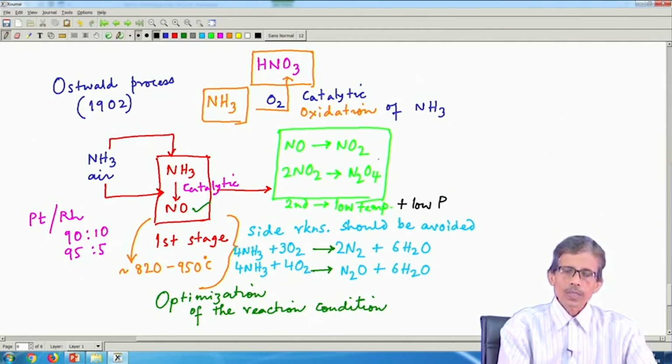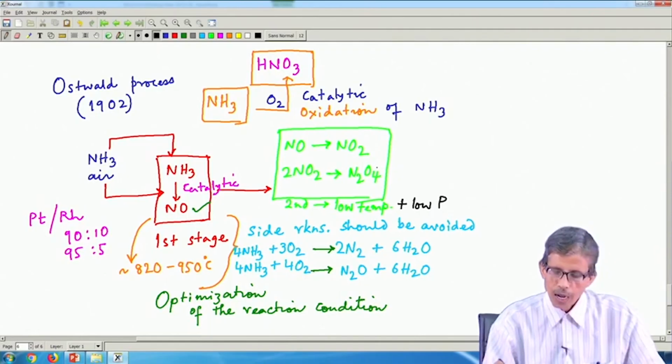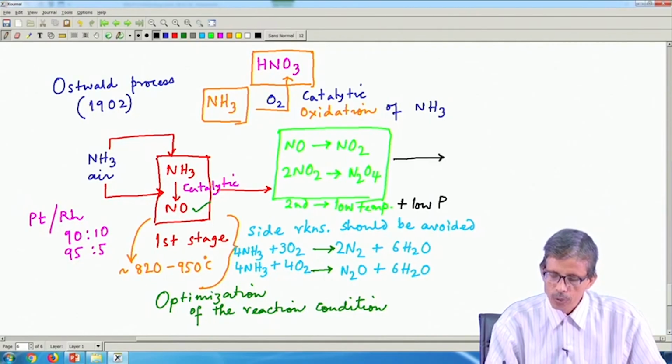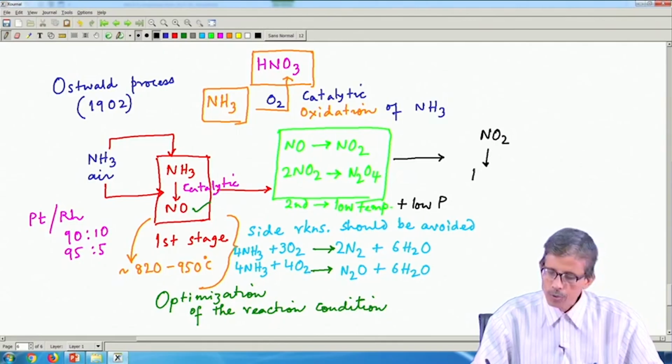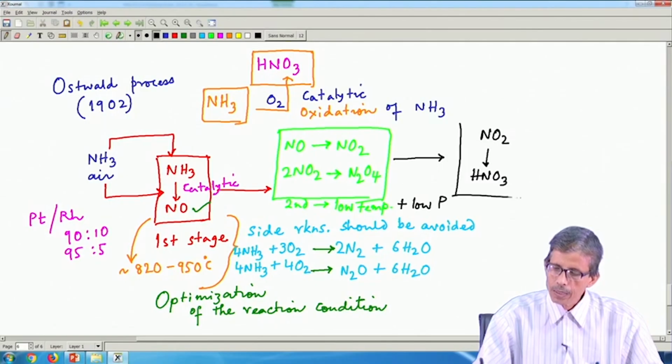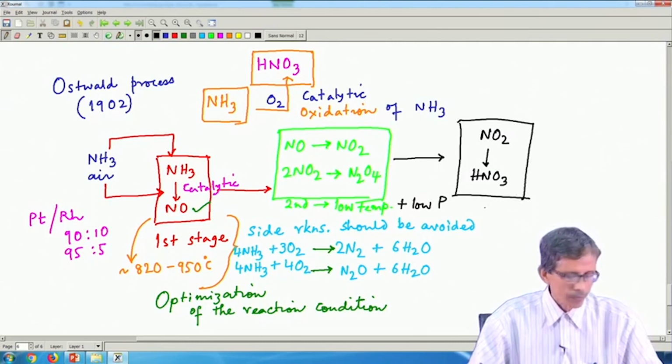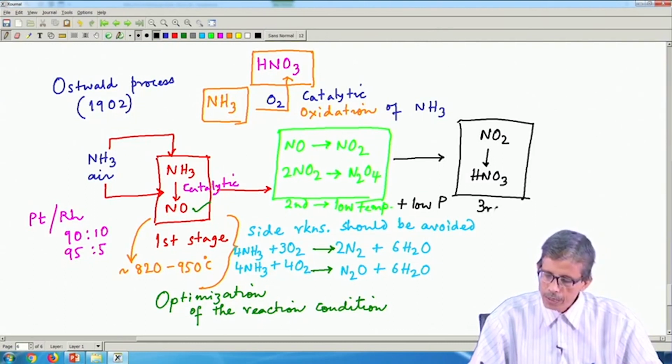So, the formation of NO2 and N2O4 is useful for us to go from the second to the third stage, and at this point either NO2 or N2O4, by trapping a water molecule, gives you HNO3. So, this is the third and final step of the reaction for the production of your nitric acid.